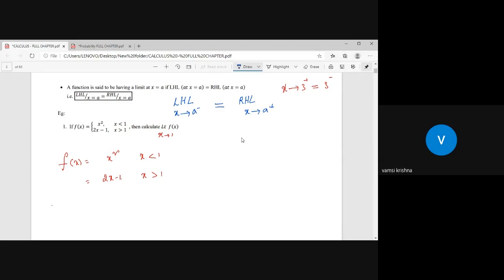Okay, let us try to calculate this. I want to find out the left hand limit at x is equals to 1. Sir, when x is less than 1, your function value is equals to x square.